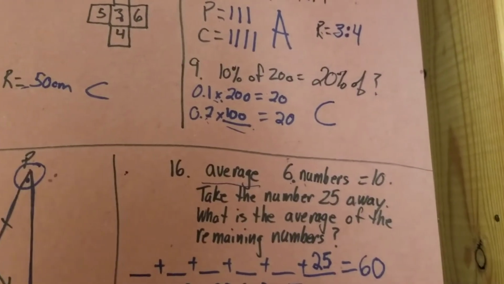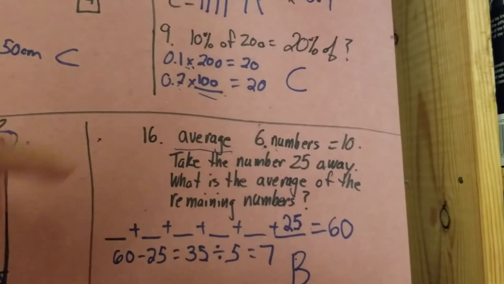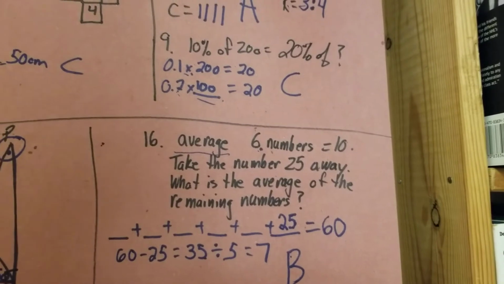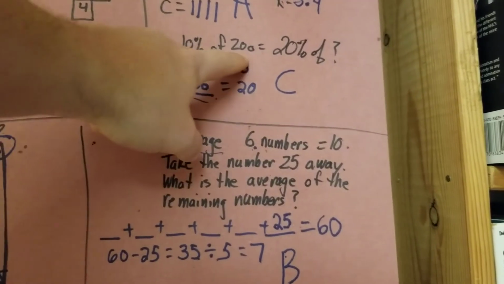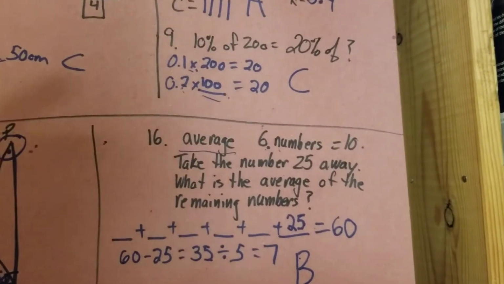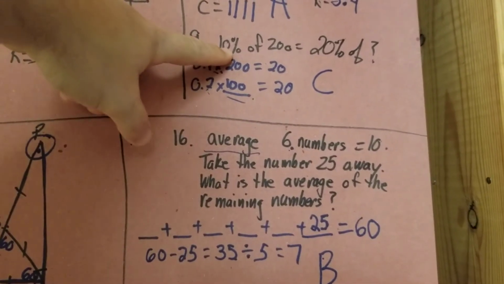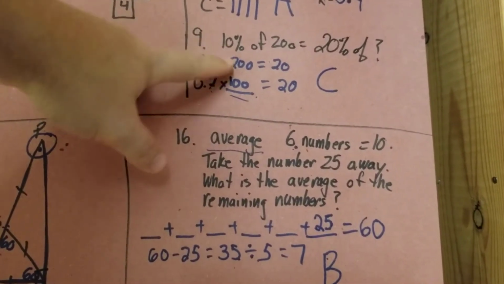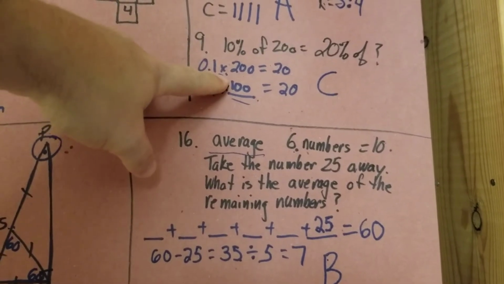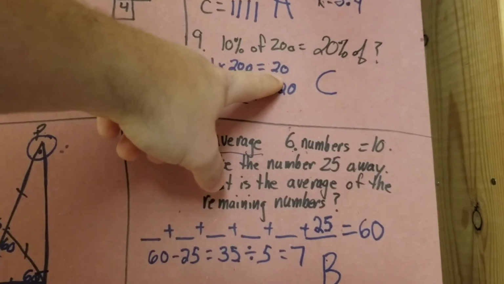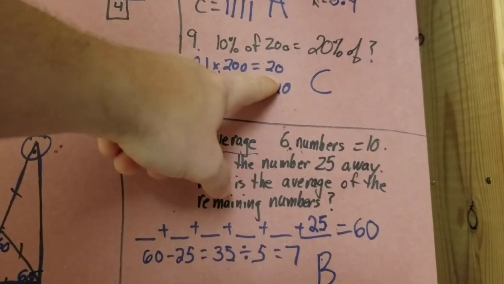Number 9 was an example I gave to you on the video. So 10% of 200 equals 20% of what number? So on my calculator, I'm doing 10% of 200. If you remember, we did a ton of this in our percent units. So I'm dividing 10 by 100 because it's 10%, 10 out of 100, which is 0.1. Turns my of to times. 0.1 times 200 is 20.